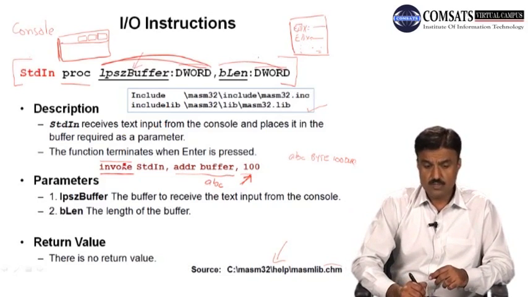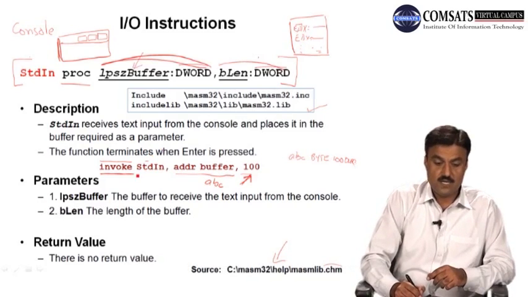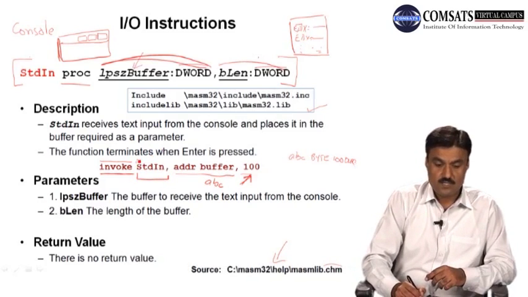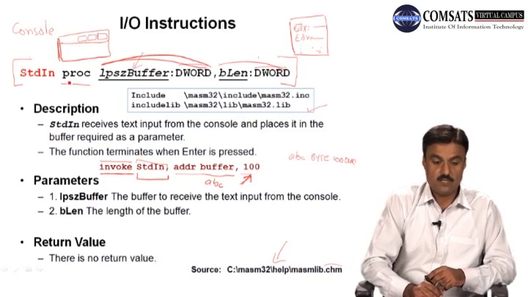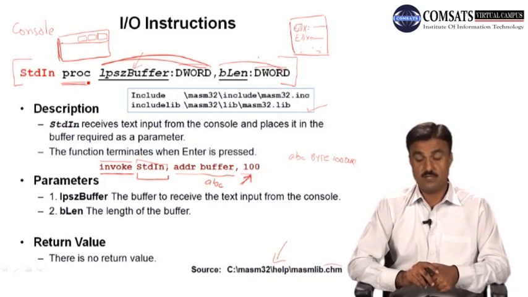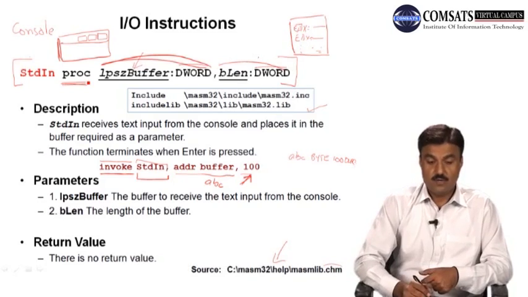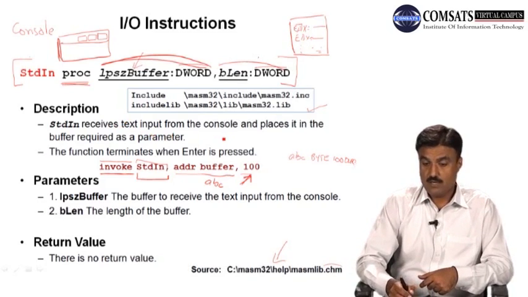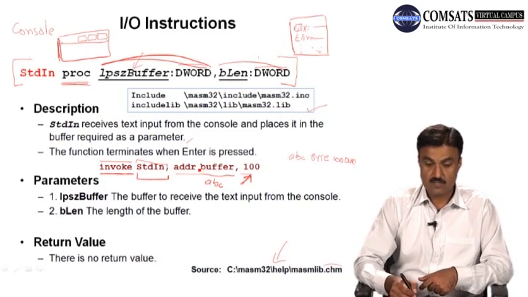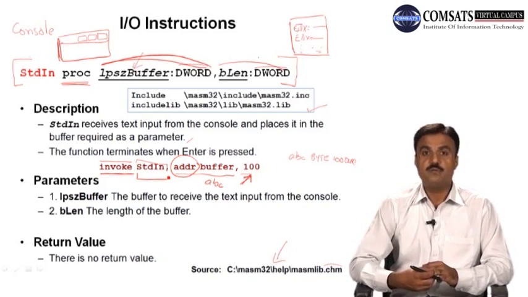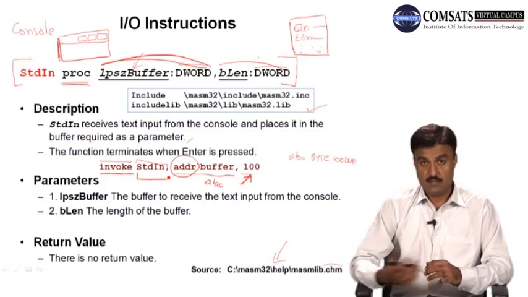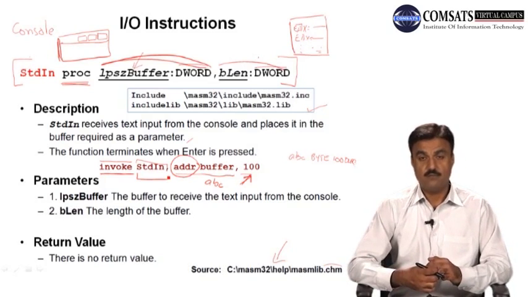So we use invoke to call this stdin procedure. Here you can see we call this stdin procedure by using invoke, and it receives text input from the console and places it into the buffer required as a parameter. Okay, so the buffer is used as a parameter, but there is one parameter called the address keyword. Sometimes we use the offset, as we saw, the offset directive or offset instruction.